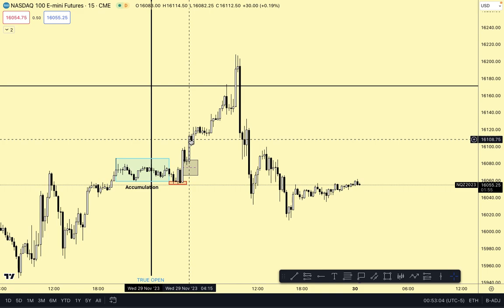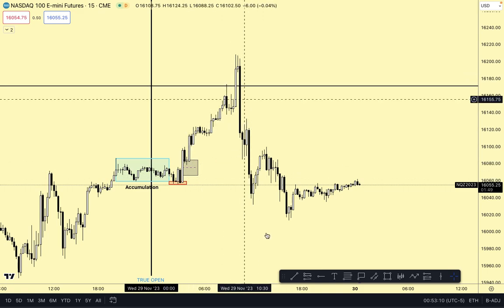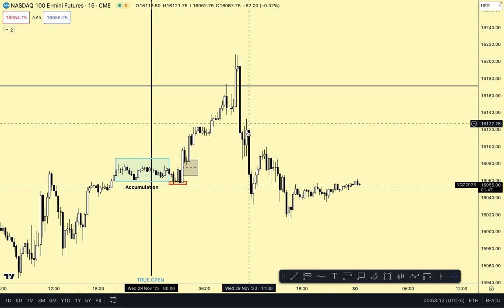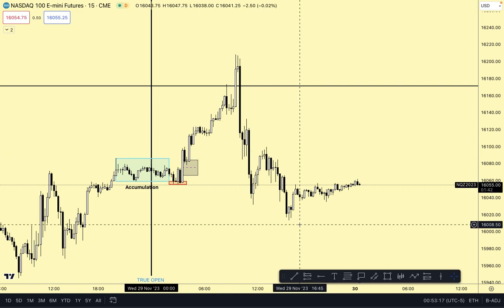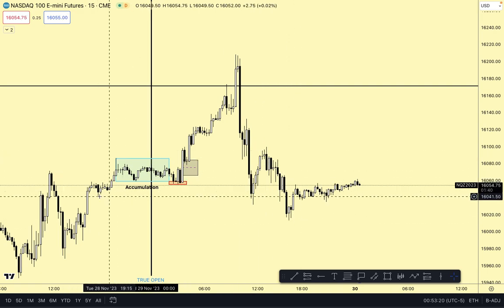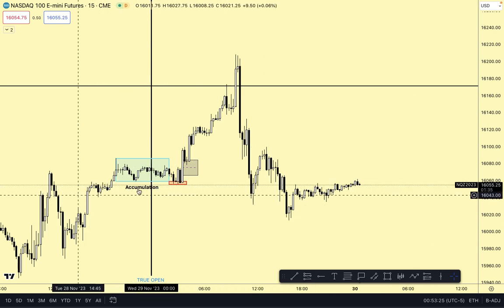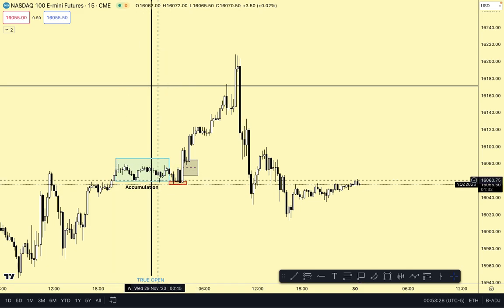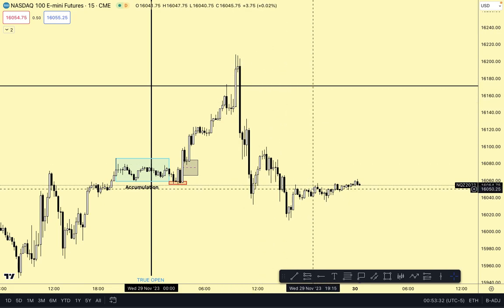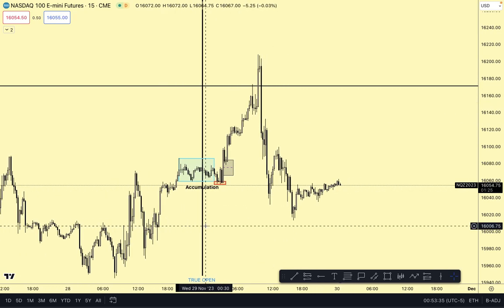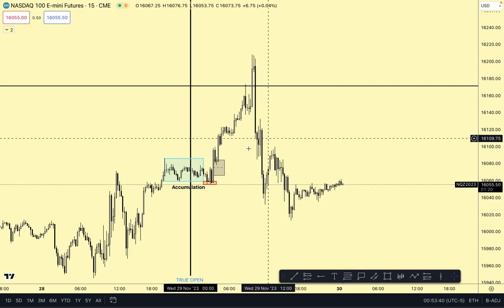First stage accumulation, second stage distribute, first stage redistribution, second stage redistribution, and then claim stops under that original consolidation. Buy side of the curve, then the sell side of the curve. The ICT market maker model.